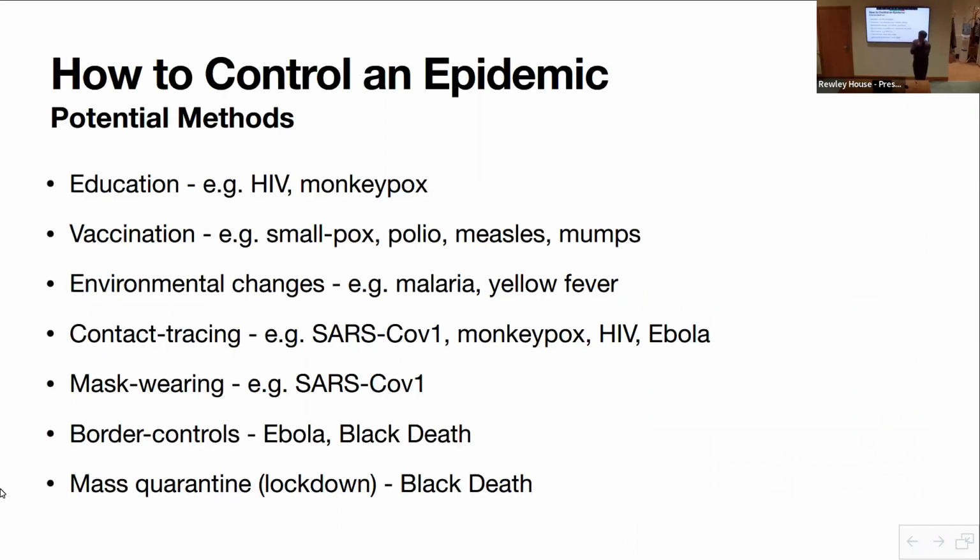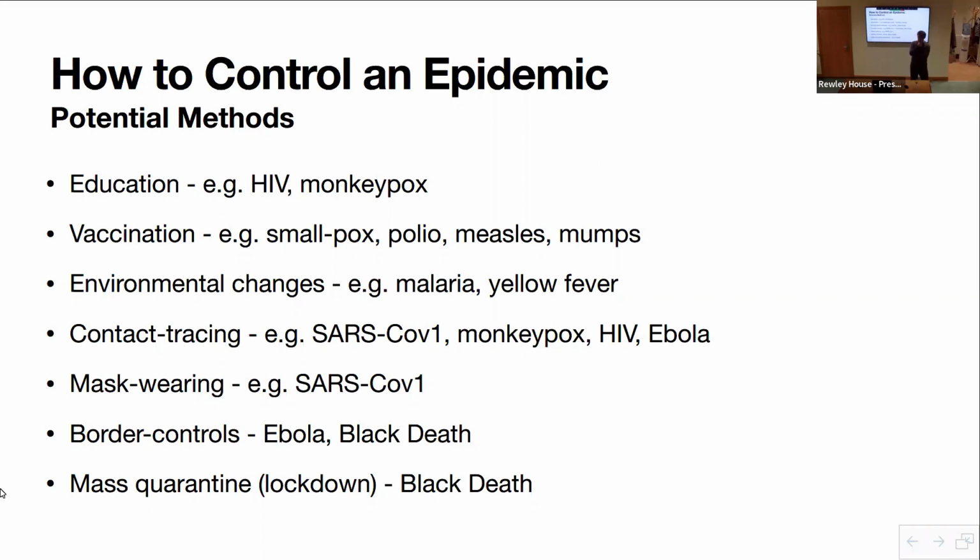So you have a new epidemic. How is it controlled? There are loads of different ways epidemics are controlled, and it all depends upon what method works. It depends upon the way that it's spread, so the mode of transmission is really important.